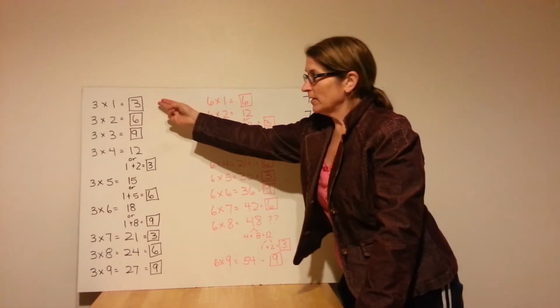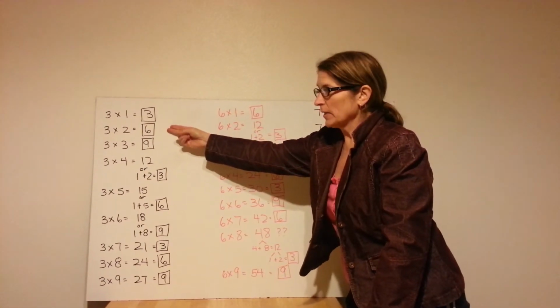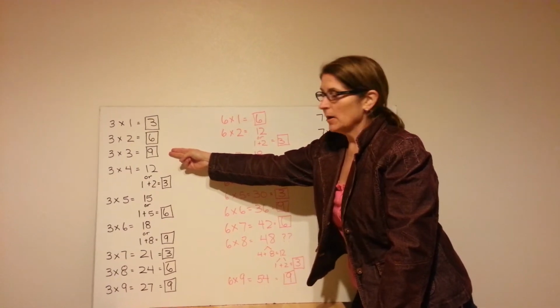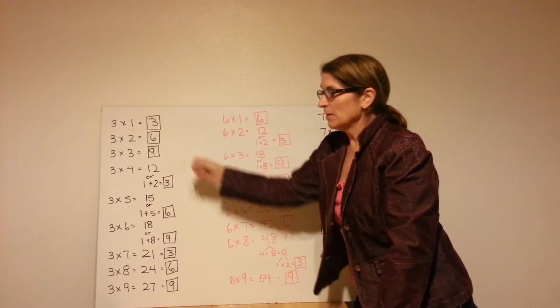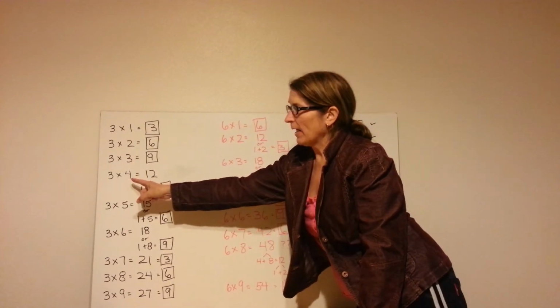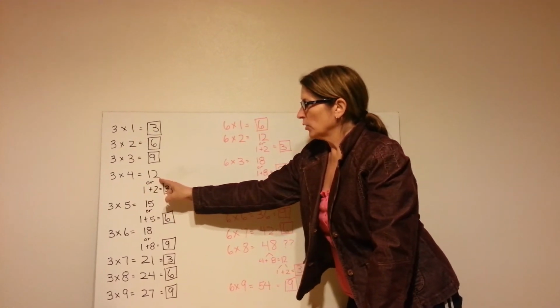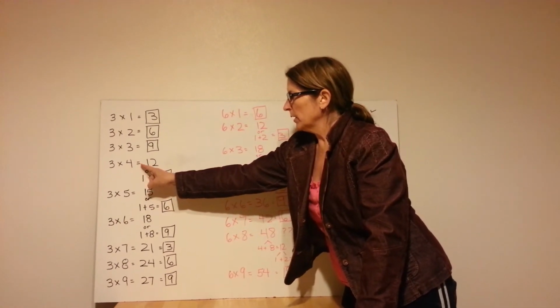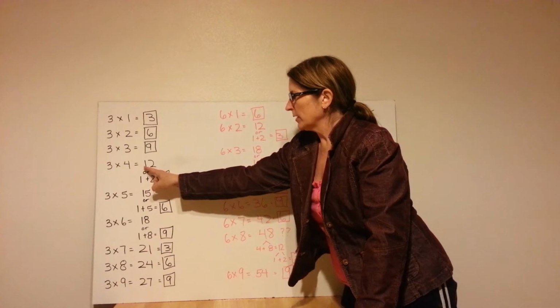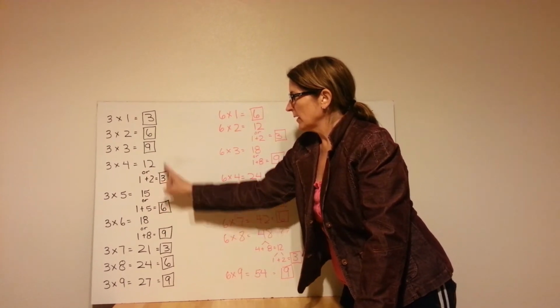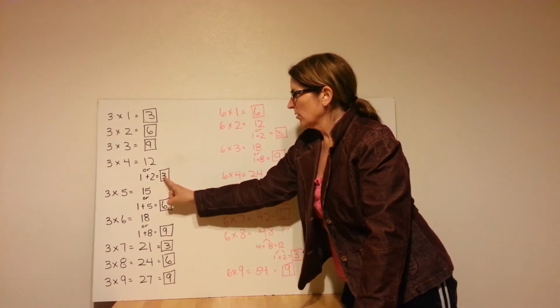3 times 1 is 3. 3 times 2 is 6. 3 times 3 is 9. And this 3, 6, 9 pattern repeats throughout. The only tricky thing is you have to add the digits of your answer. So 3 times 4 is 12. And you take 1 plus 2, and that's 3. So 3, 6, 9, 3.